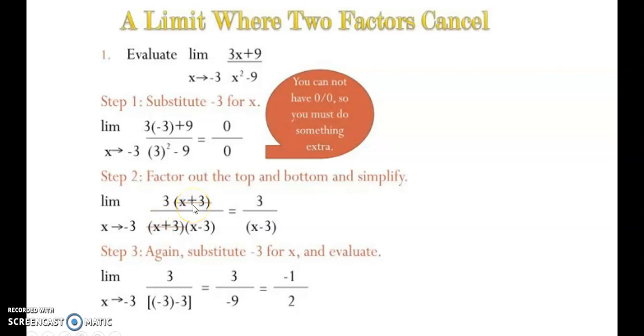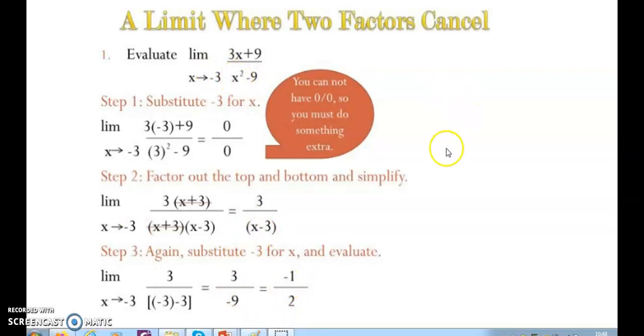After a few mathematical calculations, you can cancel out x plus 3 and x plus 3. You'll be left with 3 by x minus 3. Now if you put the value of x as minus 3 in this function, you'll get some finite answer, which is the answer to this function.